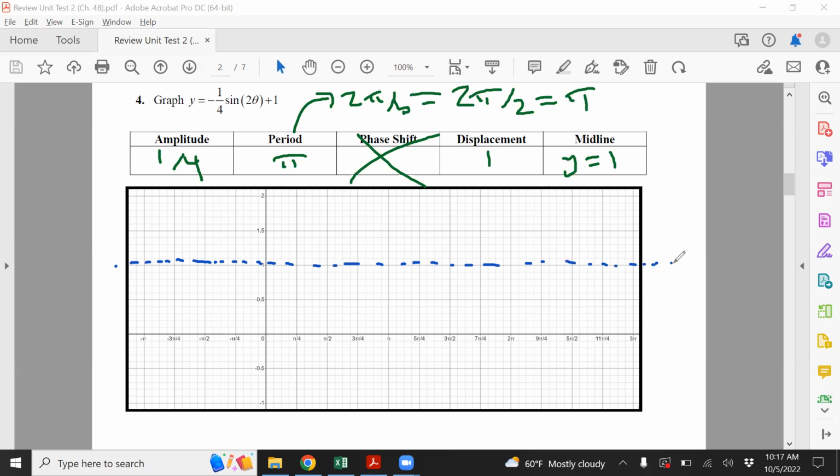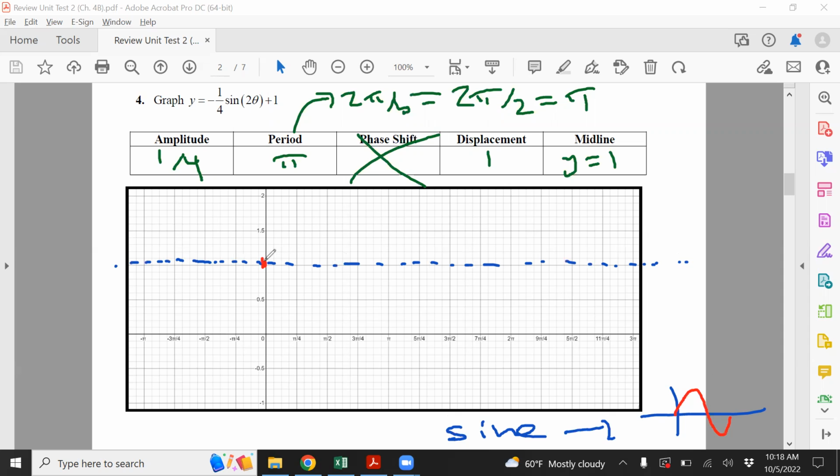The midline is the foundation of the graph. Yeah, a is negative, but we still say the amplitude is positive, but we'll go down, right? Okay, so this is sine, right? How does sine generally look? Generally it looks like this, right? That's how sine generally looks.